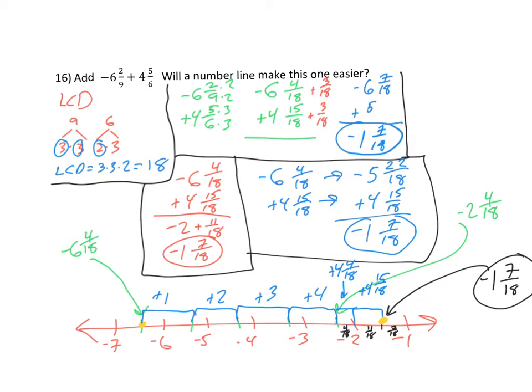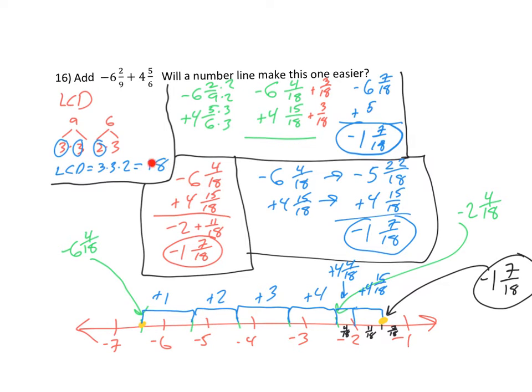Okay, so here I did number 16, 4 different ways. First of all, I started off here finding the lowest common denominator by breaking it into its factors. 9's prime factors are 3 and 3, and 6's prime factors are 2 and 3, breaking them into 3 times 3 times 2, giving us the lowest common denominator of 18.